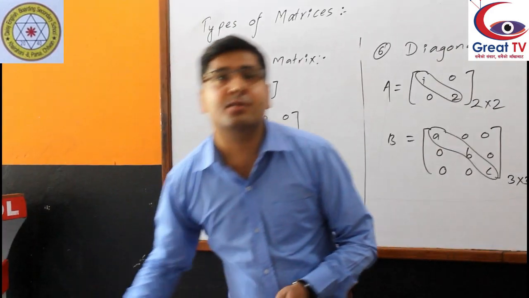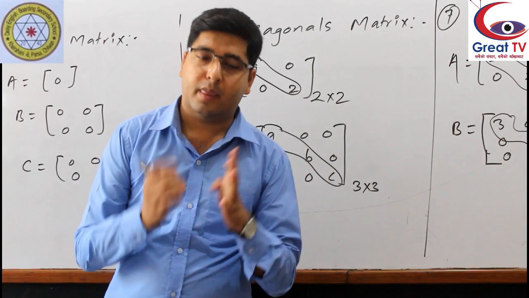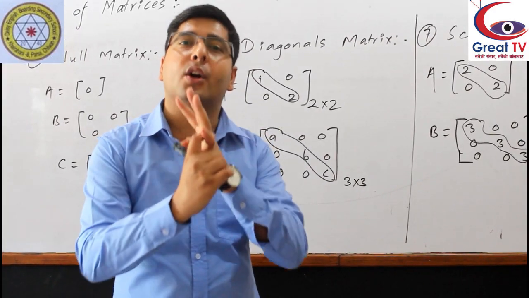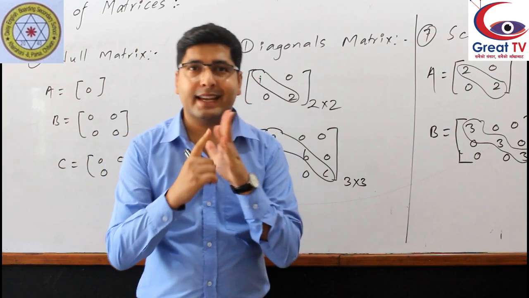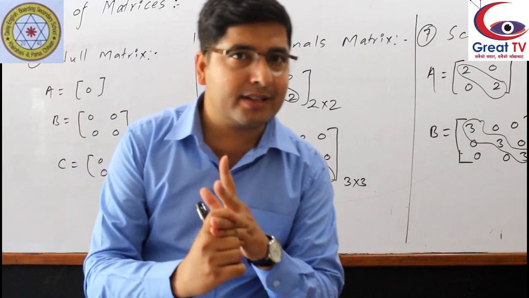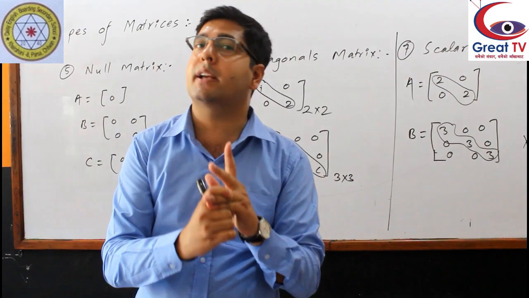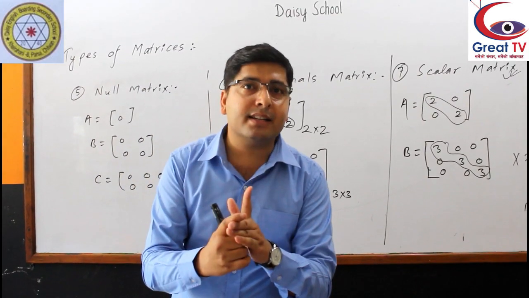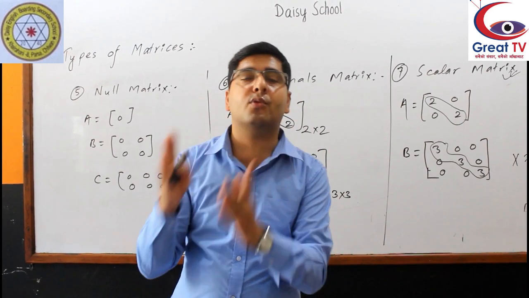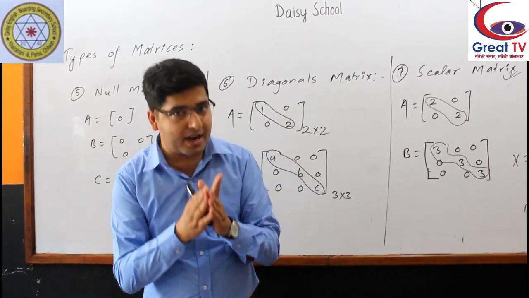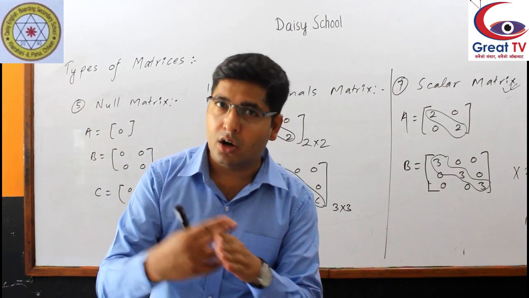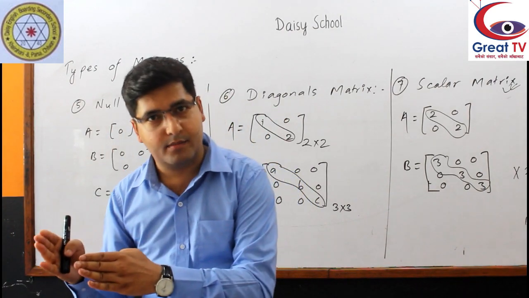in this class we discussed the types of matrix. First one, row matrix: a matrix having only one row. Second, column matrix: a matrix having only one column. Third, square matrix: a matrix whose number of rows and number of columns are equal. Then next, rectangular matrix, with unequal number of rows and columns.